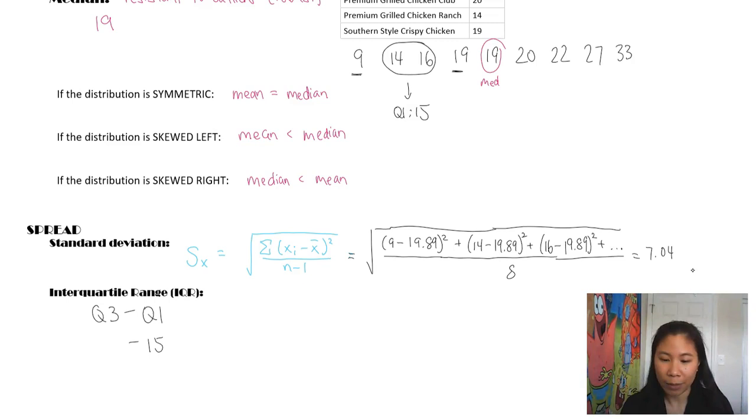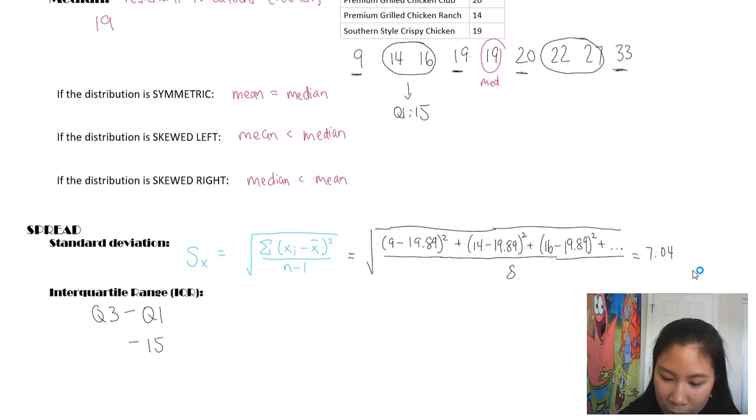We're going to do the same thing on the second half of the data. Again, don't start with the median, so you never include the median when you're looking for Q1 and Q3. So starting with the 20 and then up until the 33, we're going to count towards the middle. So in between 22 and 27, our Q3 is going to be 24.5.